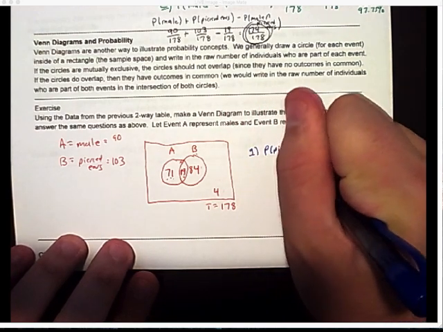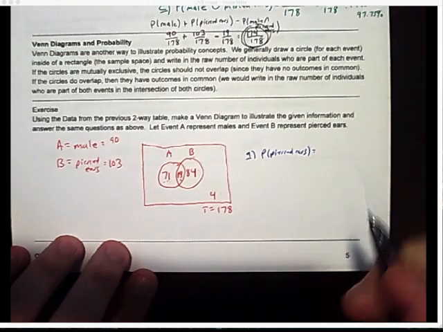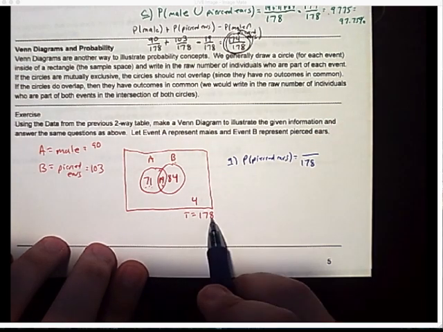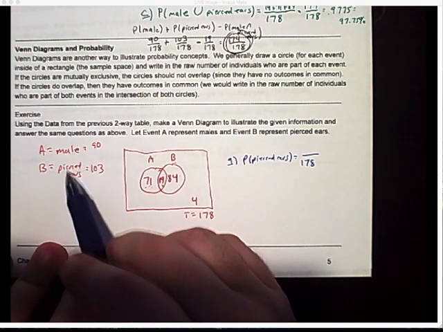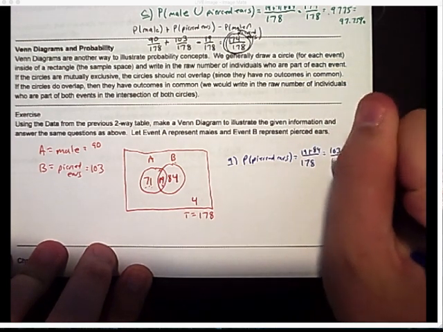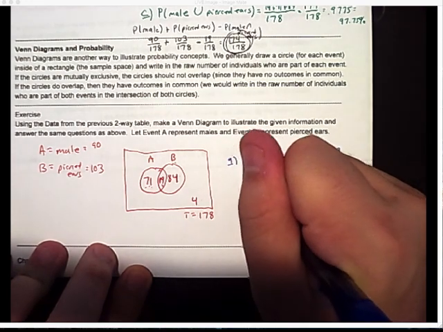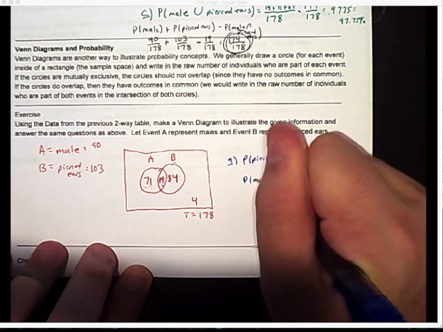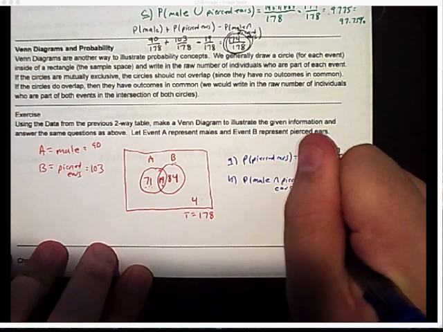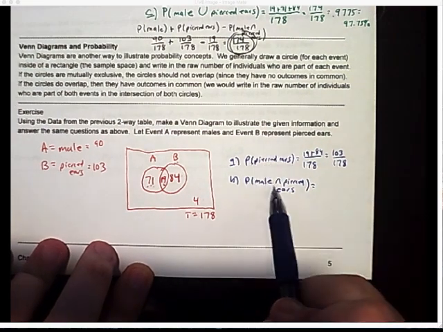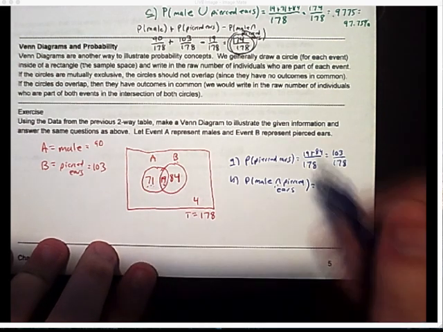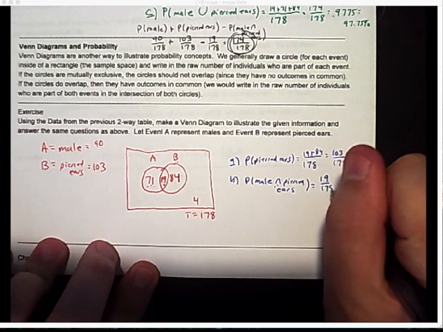Okay. So answering the same questions here, question A from above, they wanted to find the probability that someone has pierced ears. Well, looking just at the Venn diagram, you got the 178 down there. Pierced ears is event B, so we would add these 2 numbers. So 19 plus 84. So that's 103 out of 178. Probability of male and pierced ears. All right, that's the intersection symbol, and so we're going to look where the circles intersect. So there's 19 there. So that's 19 out of 178.